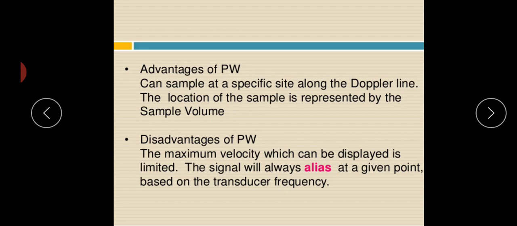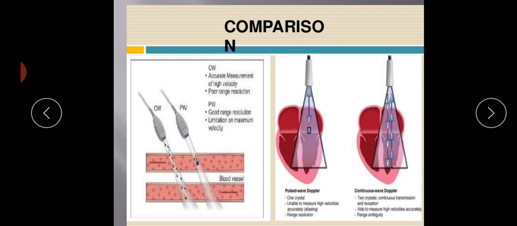And disadvantages of pulse wave Doppler: the maximum velocity which can be displayed is limited. The signal will always alias at a given point based on the transducer frequency. So the comparison: in continuous wave Doppler, there is accurate measurement of high velocity and poor range resolution, whereas in pulse wave Doppler, there is good range resolution and limitation of maximum velocity.